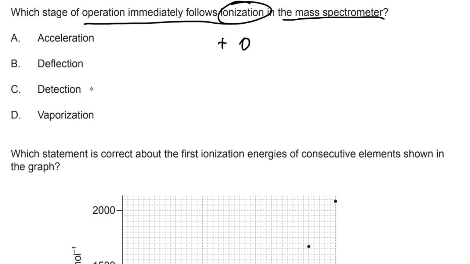Maybe it's deflection, but detection, no. Vaporization, no. These don't make sense. It's either deflection or acceleration, and I think it might be deflection. I might go with deflection, but I'm also starting to remember that mass spectrometers do accelerate the ions, so I might go with A for this question, but we'll see at the end whether it's correct.